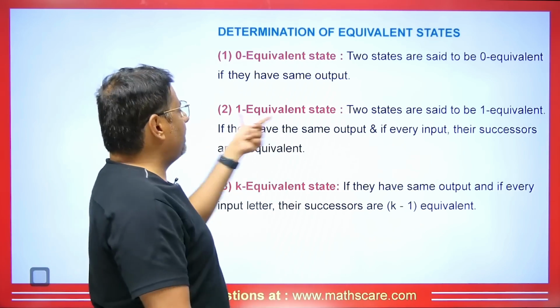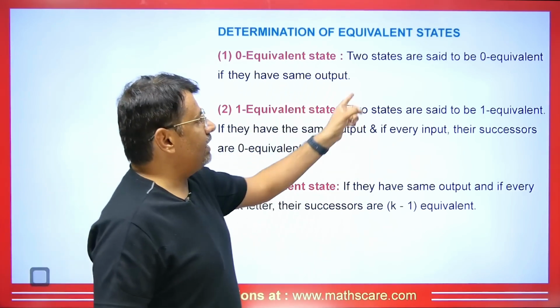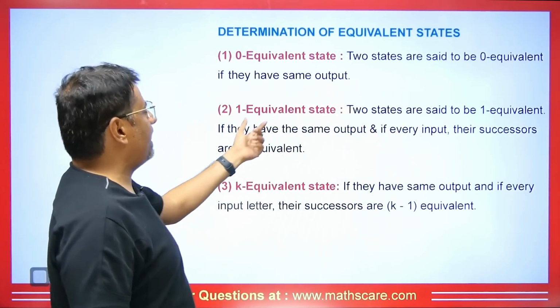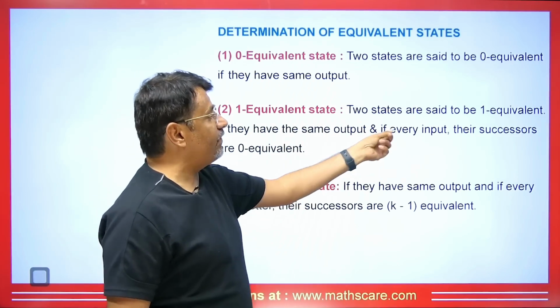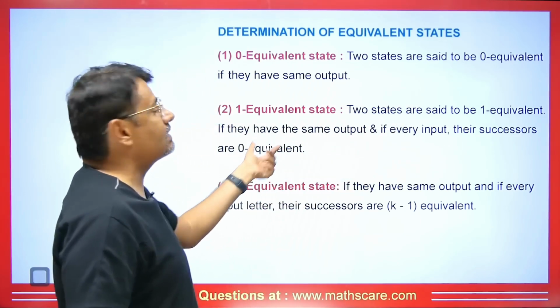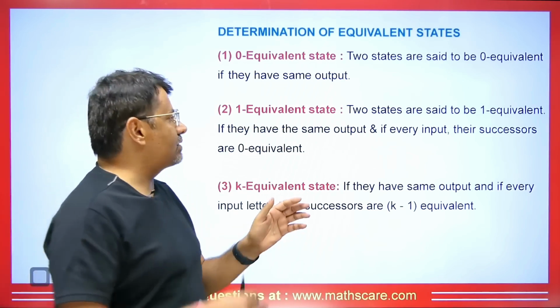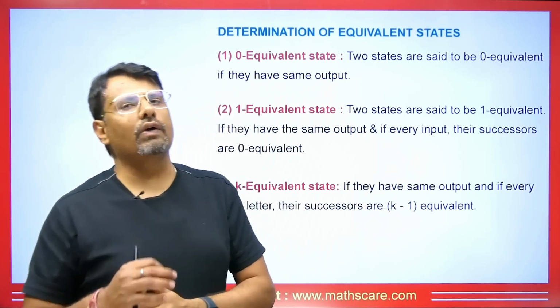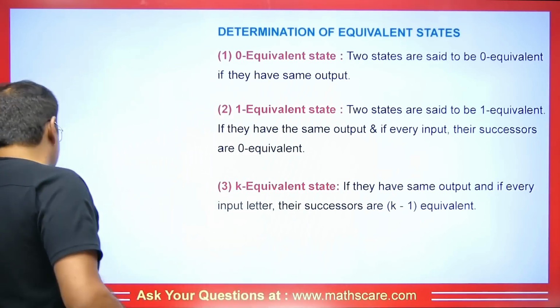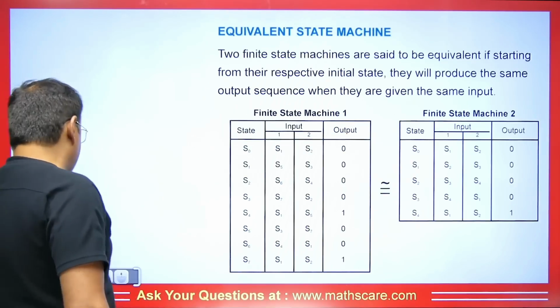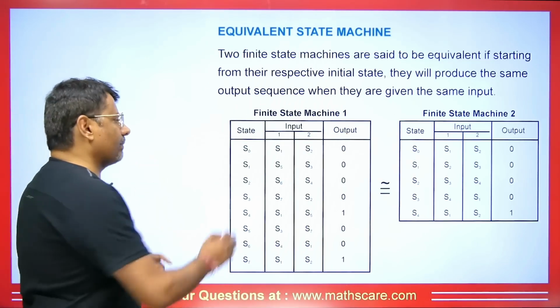Now let's talk about what a one equivalent state is. Two states are said to be one equivalent if they have the same output and, for every input, their successors are zero equivalent. It means the successors for each input should be zero equivalent. Now students, I want to give you the details. Let's consider we have these two states, S0 and S1.